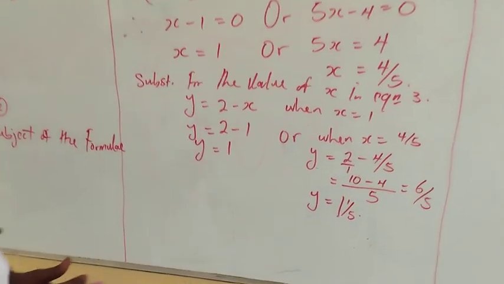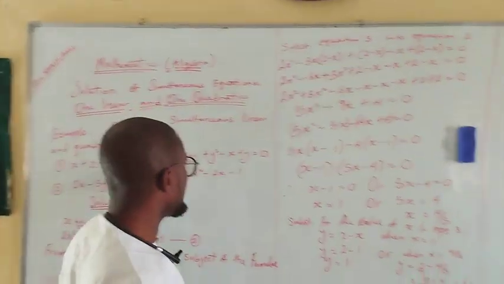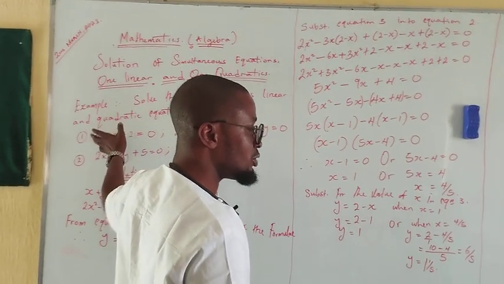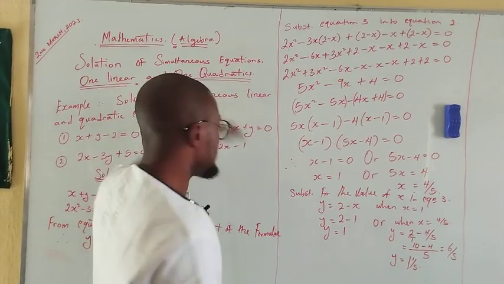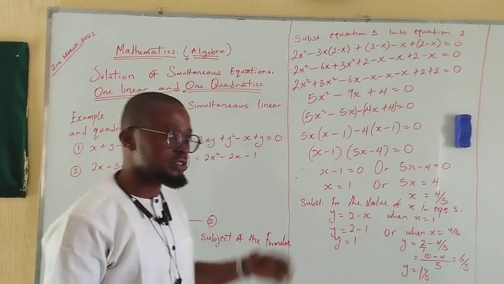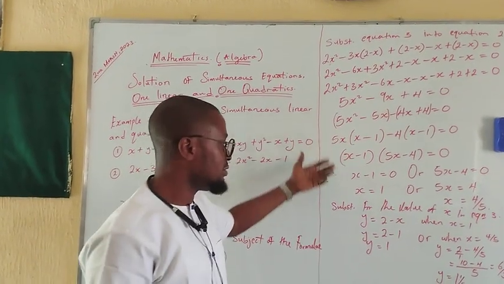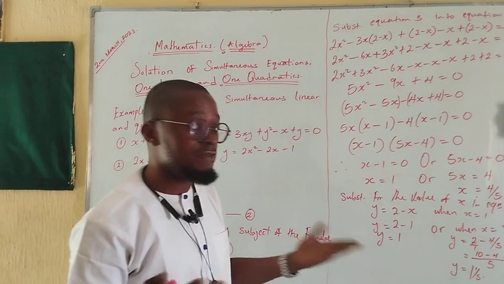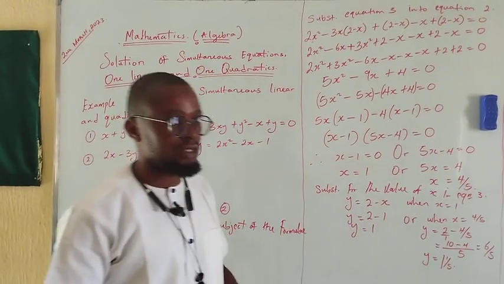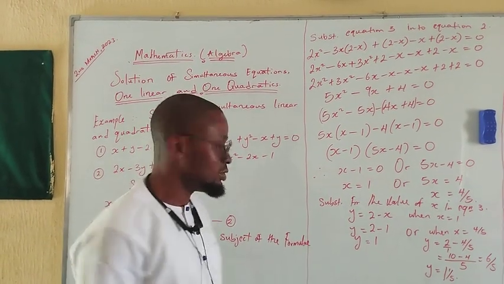So this is how to solve this. In the majority of cases, when you have one linear and one quadratic, try to make one of the letters in the linear equation the subject of the formula, while you replace it in the quadratic equation. When you replace it in the quadratic equation, you end up getting another quadratic equation, and therefore you are going to get 4 values: 2 values of x and 2 values of y. It can be any other letter, but this is the major principle.